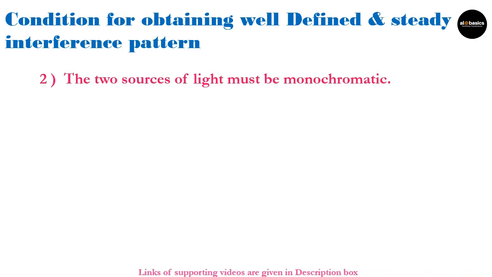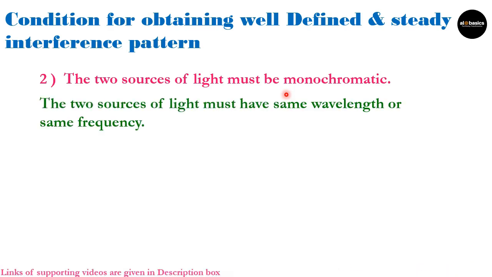Second condition, the two sources of light must be monochromatic. All of you are familiar with monochromatic light. Monochromatic light is a light having single frequency, or we consider it as even single wavelength, or in simple language I say single color. This is also very important condition for obtaining well-defined and steady interference pattern.